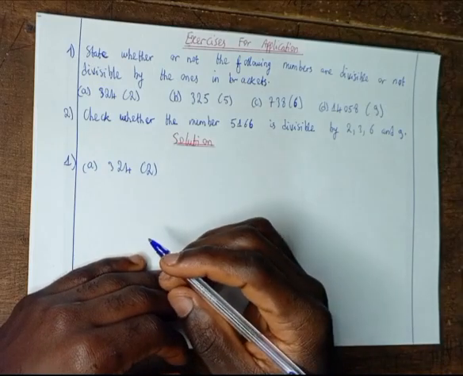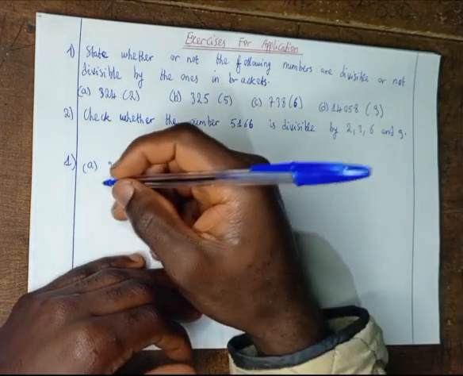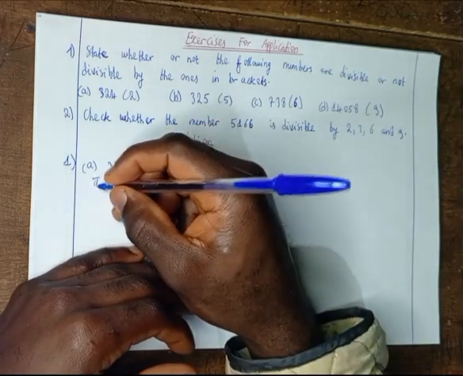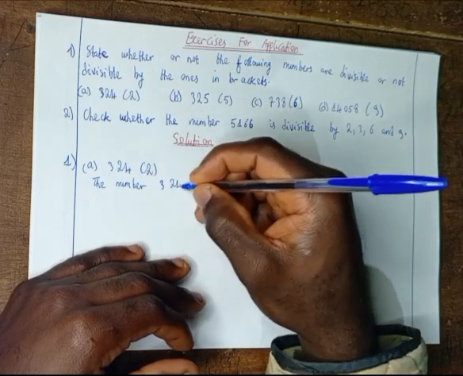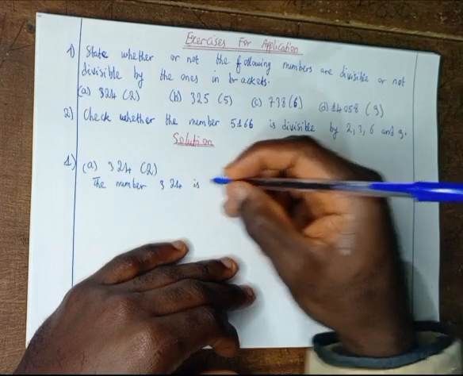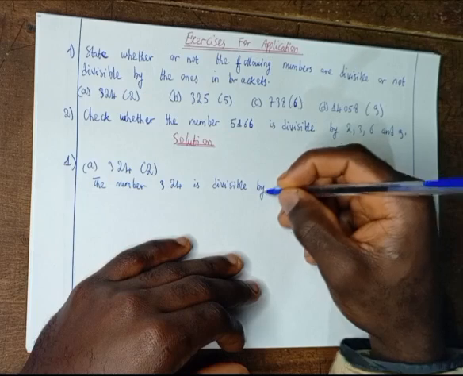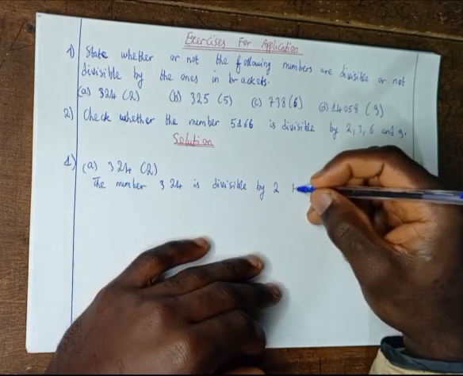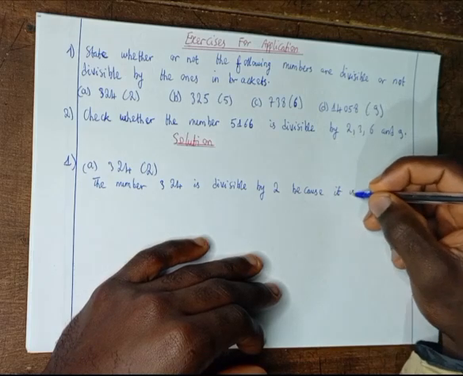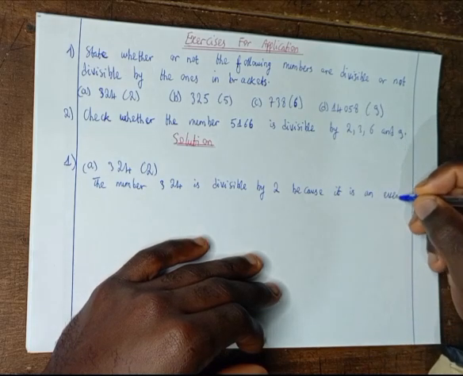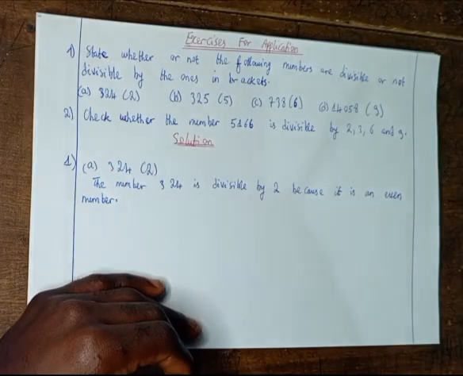Number 324 is an even number, therefore it is divisible by 2. Write it down. The number 324 is divisible by 2 because it is an even number. So you stay with the reason.